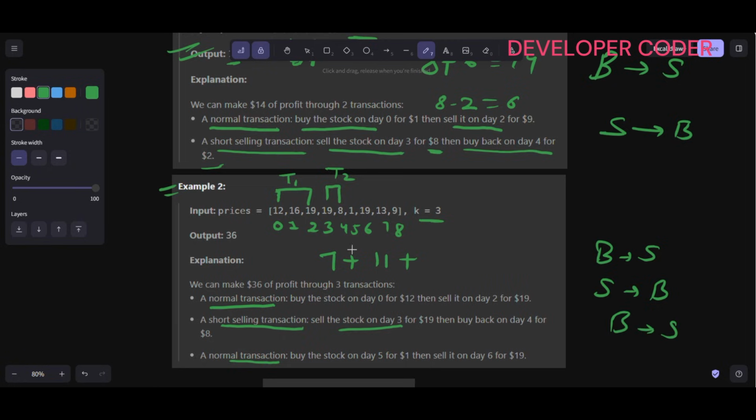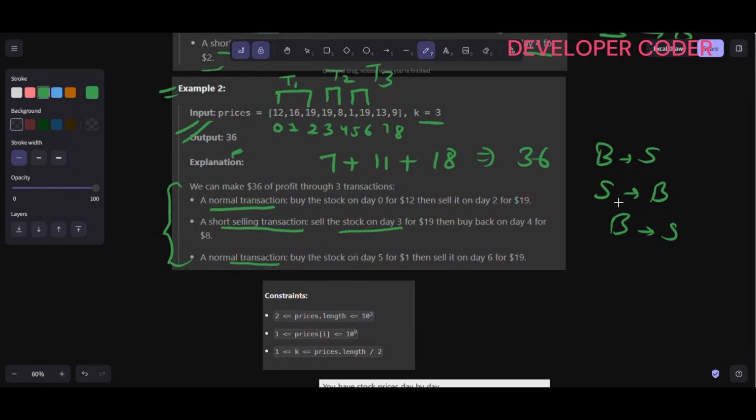So here, buy the stock on day 5 at $1 and sell it on day 6 for $19. Okay, this is transaction T3. Profit is 18 here. So overall, this value is nothing but 7 plus 11 is 18, 18 plus 18 is 36. So 36 is the output, right? We have to return the maximum profit. So this is how we are getting the max profit. That's why the output is 36.